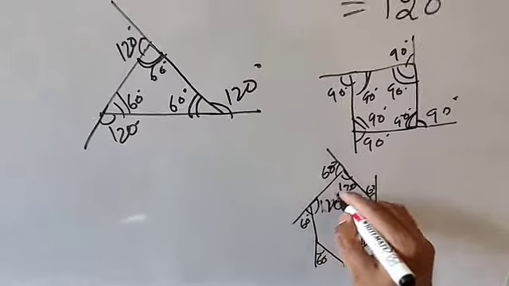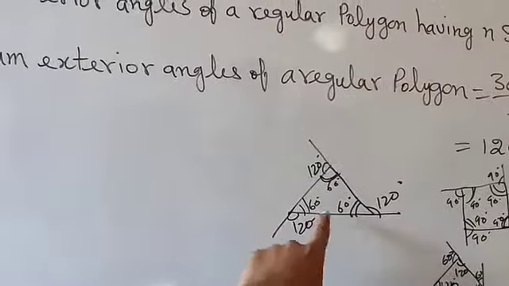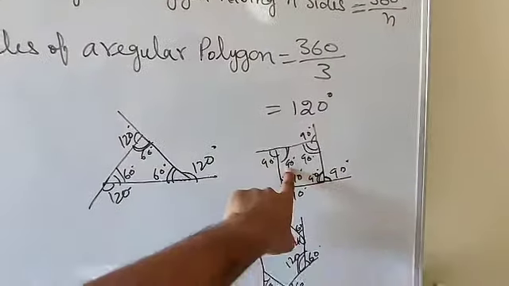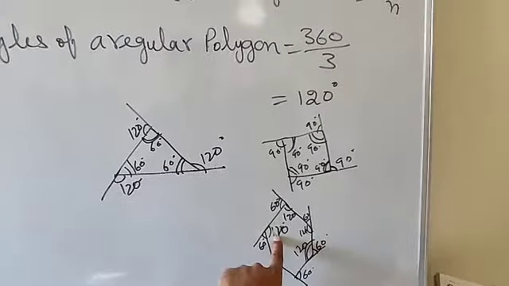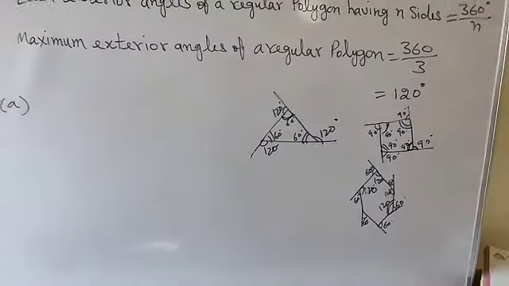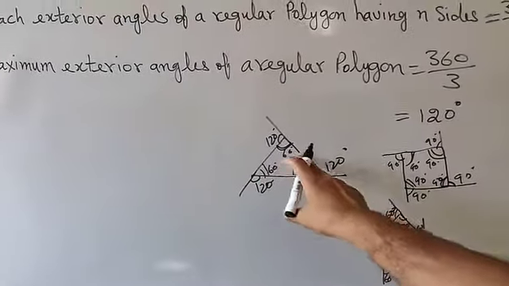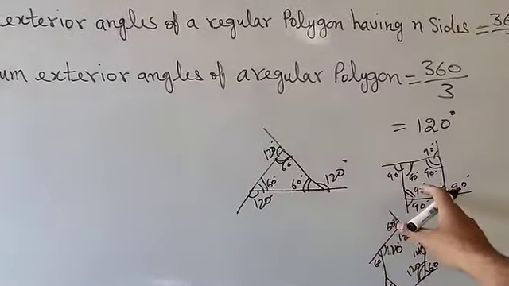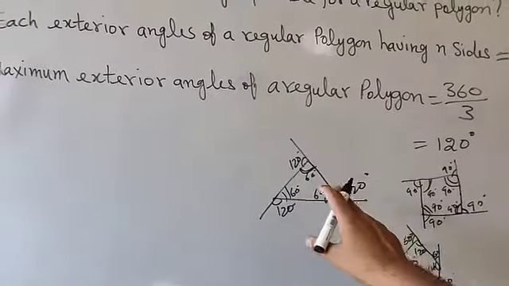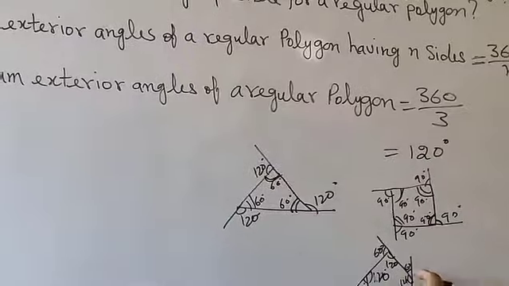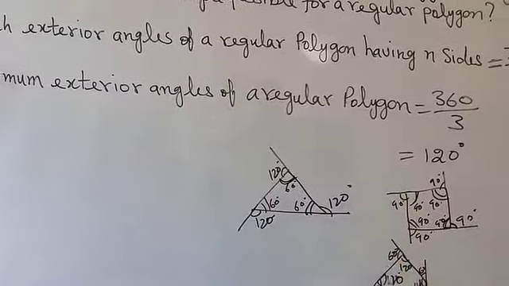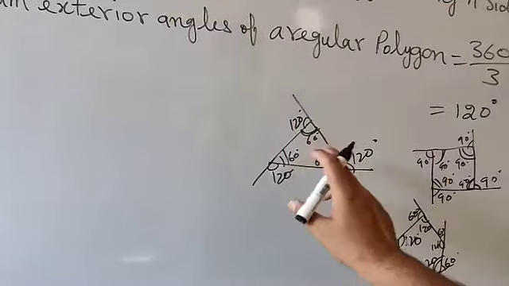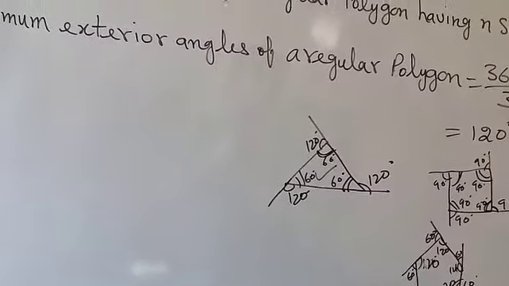So here, if the number of sides is 3, then each interior angle is 60 degrees. If the number of sides is 4, 90 degrees. If the number of sides is 6, 120 degrees. What are you going to observe, students? If the number of sides increases, each interior angle also increases. But if the number of sides increases, each exterior angle decreases. So what will be the minimum interior angle possible for a regular polygon? That should be 60 degrees.